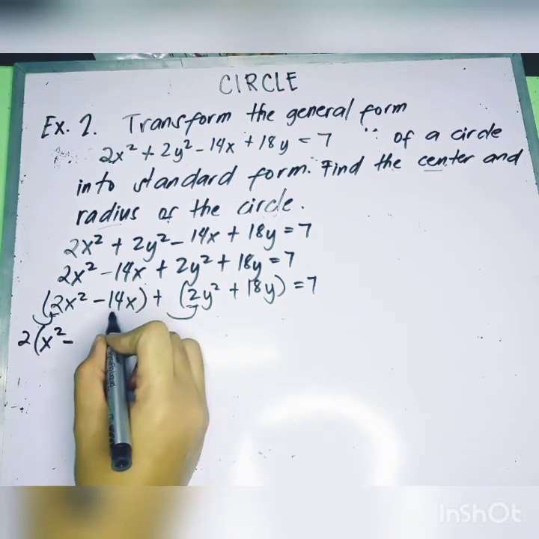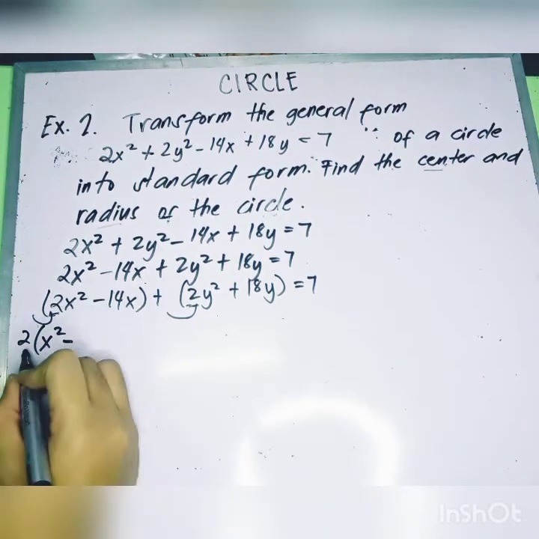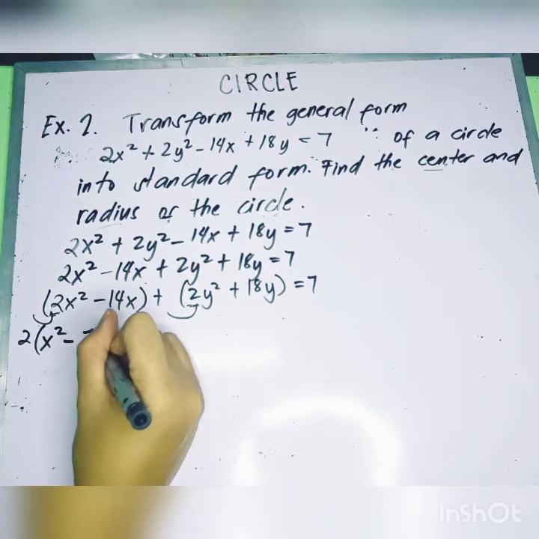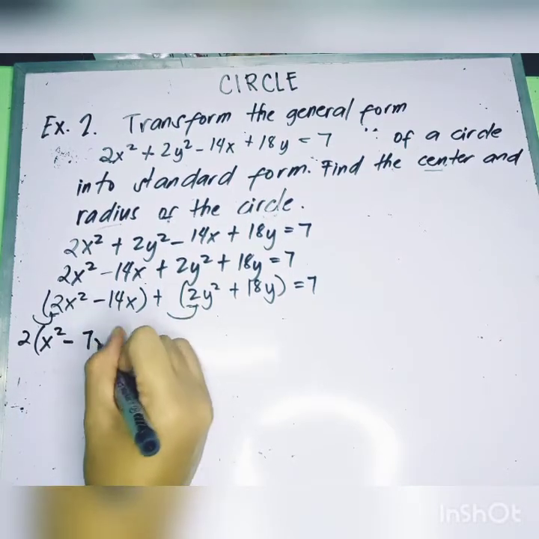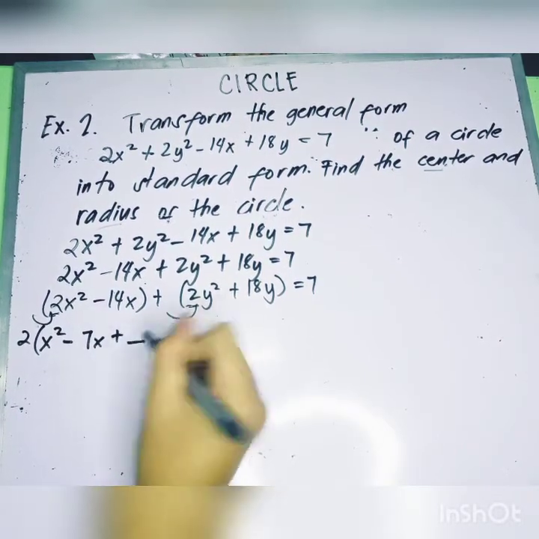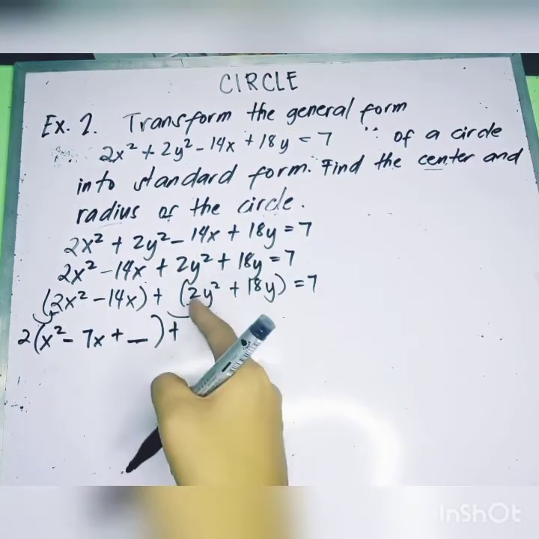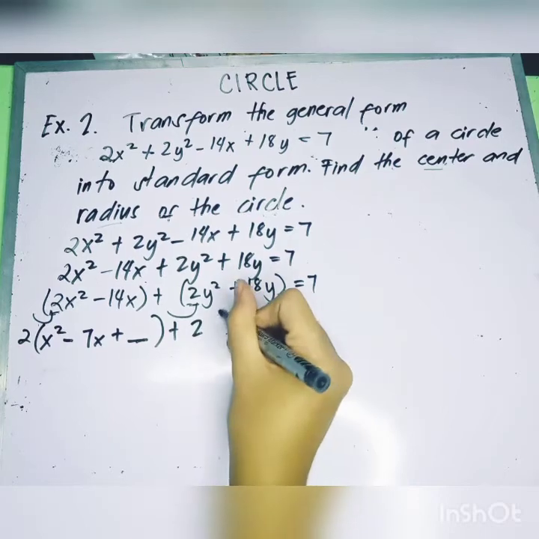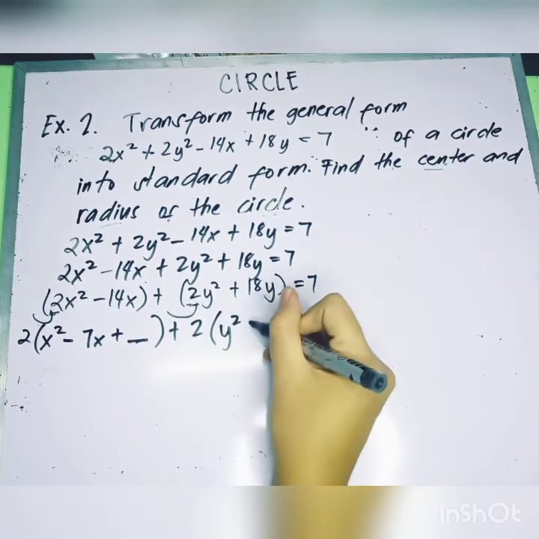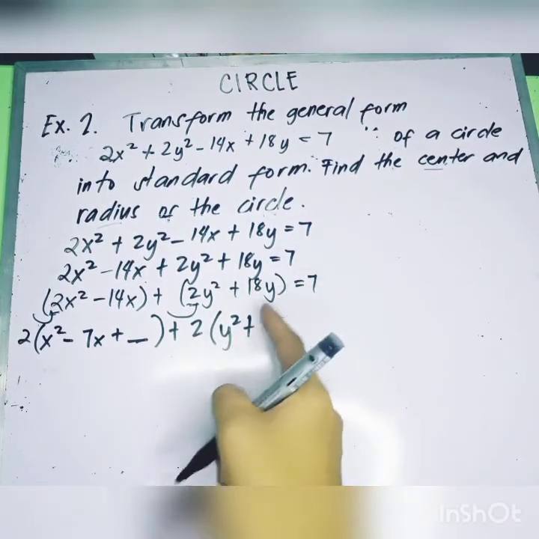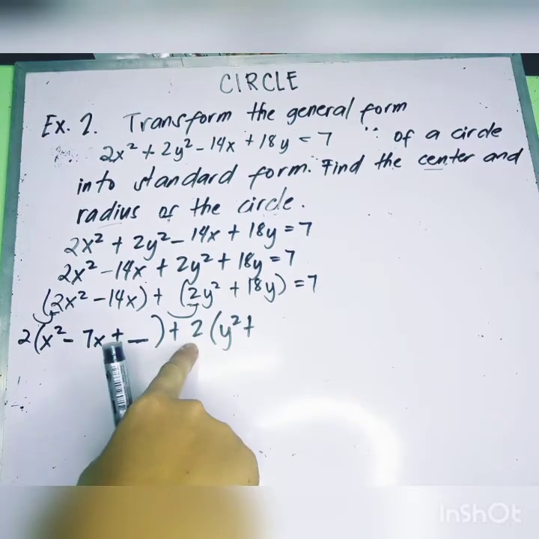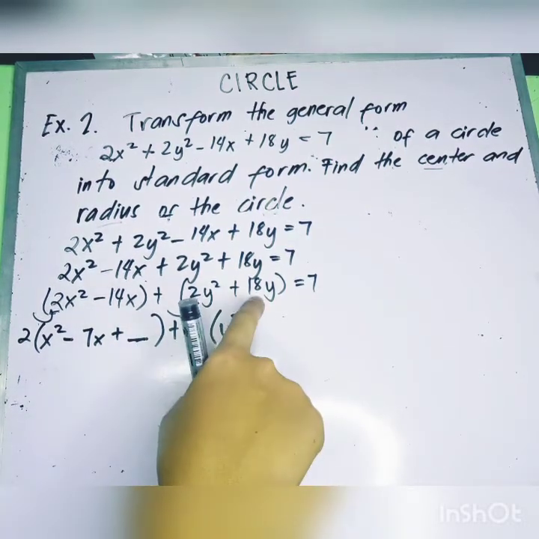Okay? So, 14 divide 2 will have 7. Okay, negative 7x plus, for the third term, later, kukunin natin, and plus, again, dito, lalabasin natin si 2, and then y squared, plus, para makuha natin sa second term, di-divide natin again yung value na nilabas natin dito sa 18.